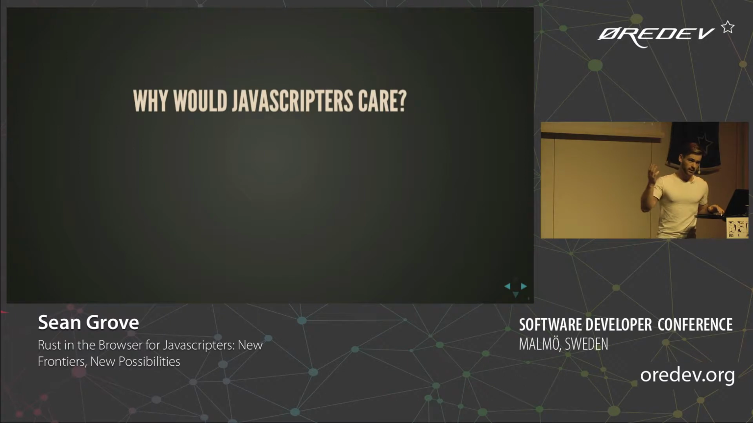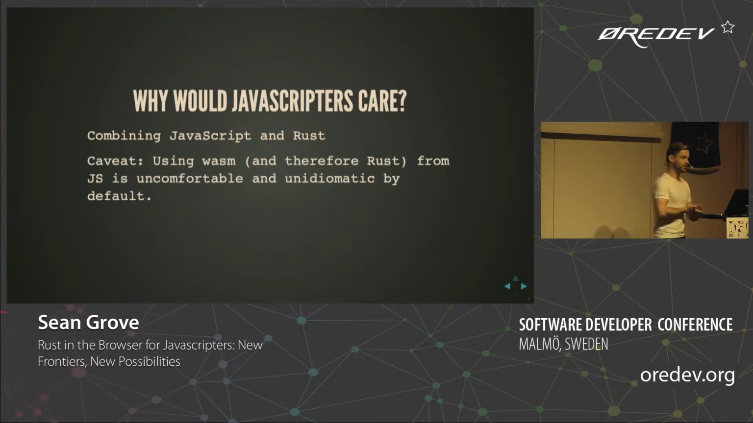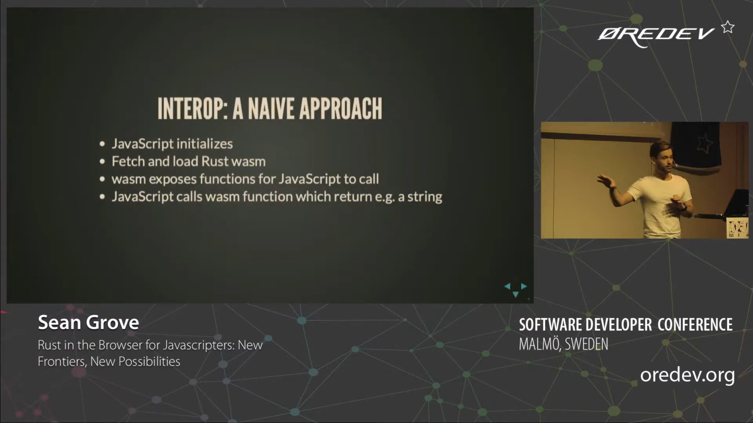So as JavaScripters, why would we care? Let's talk about combining JavaScript and Rust, now that we're all sold on the experience of Rust. So I want to say there is a caveat here that using WebAssembly, and therefore Rust, from JavaScript is initially going to feel foreign and unidiomatic and uncomfortable. We'll see what we can do to kind of recover some of that. But just by default, let's go into it with this expectation. We're going to get some of those nice benefits from Rust, but we are going to have some trade-offs initially.